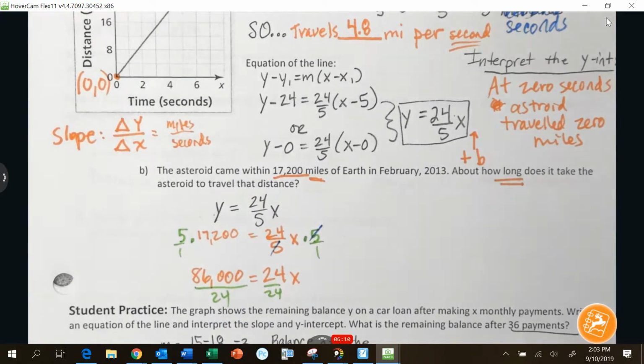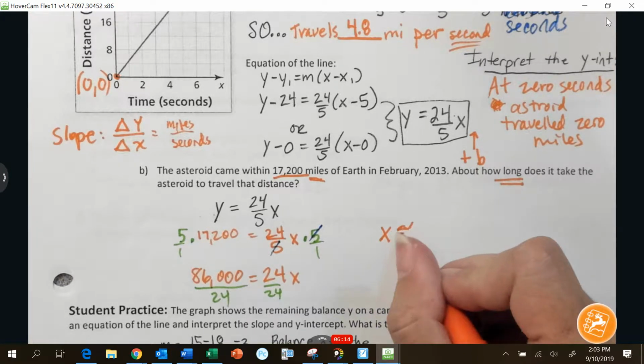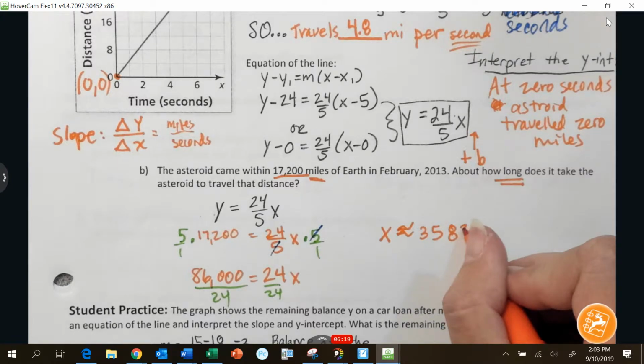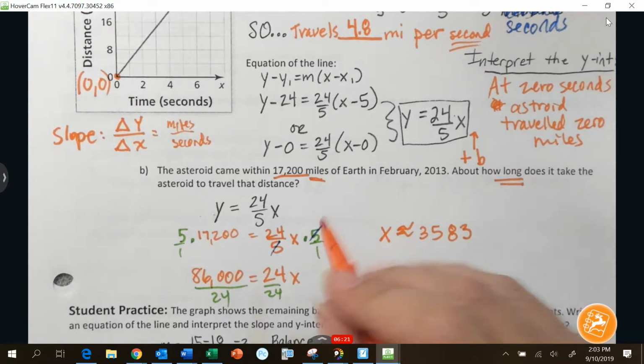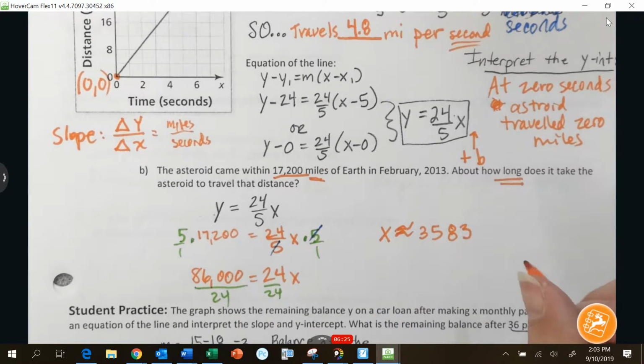3, 5, 8, 3. Let's do an approximation. 3, 5, what? 8, 3? Yeah, 23. Right. So we'll just say that 0.3 of a second is not going to matter to us.